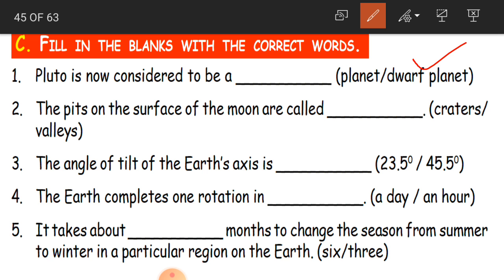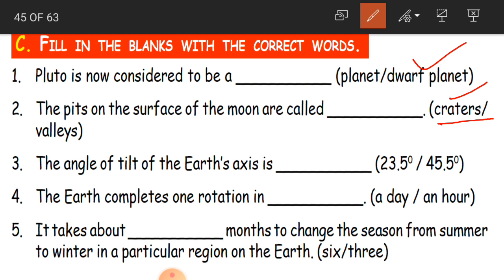Clear? Yes. And the second one, the pits on the surface of the moon are called what? Have you seen round surfaces on the moon? When rocks in outer space hit the surface of the moon, these pits, which are nothing but holes, are formed in round shape. So what do we call them, either craters or valleys? The answer is craters.